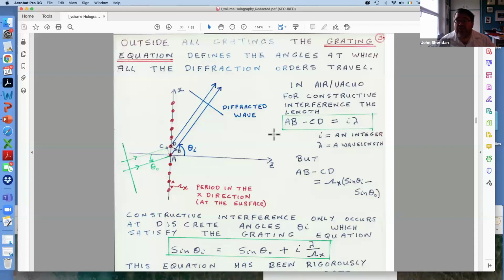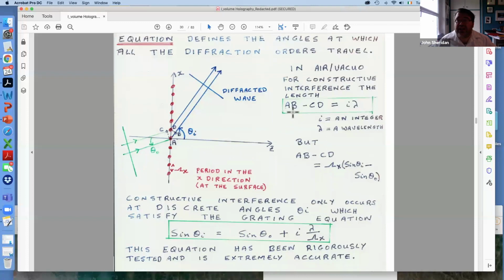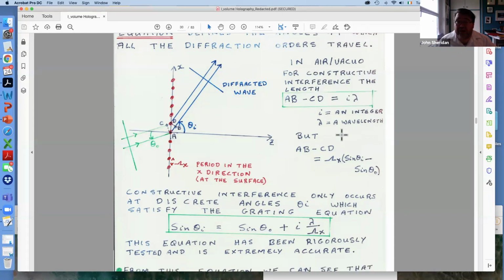In air or vacuum, for constructive interference, the lengths have to be equal. In other words, I have to make sure that the path traveled between A and B and C and D is an integer times the wavelength, or else I get destructive interference. And there's a very interesting description by Feynman of how you can explain the operation of a grating using this interference effect. I is an integer and lambda is the wavelength.